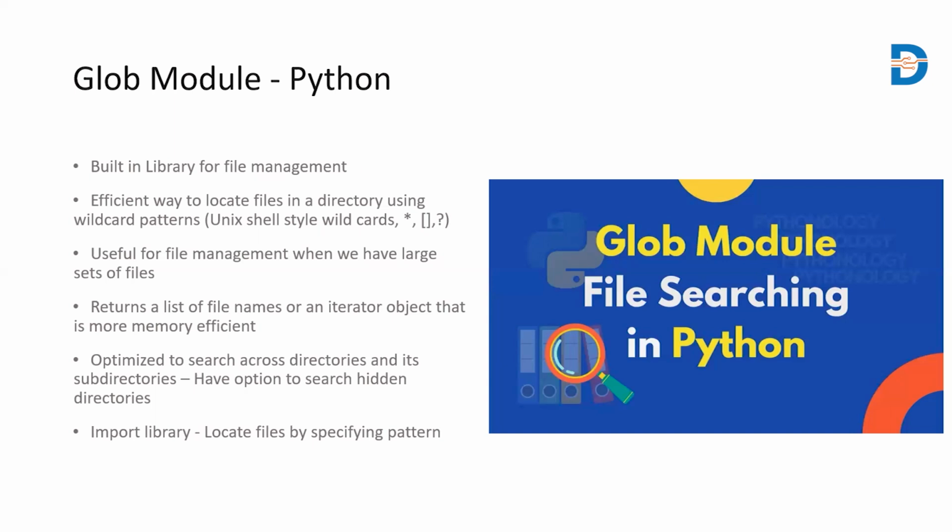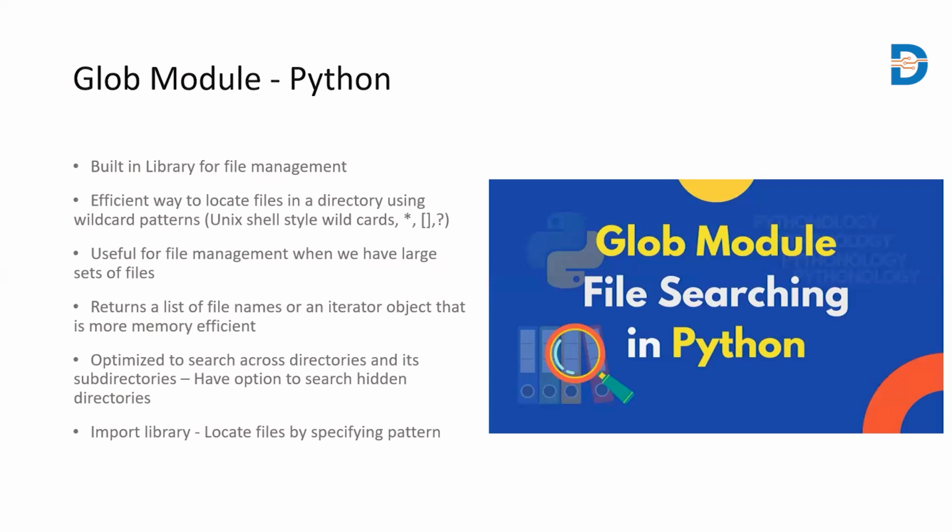Now, this is also optimized. Your iGlob function is also optimized to search across different directories and its subdirectories. In this process, you also have the option of searching through the hidden directories also. Now, you start by importing the library first, and then you locate the files by specifying the pattern.